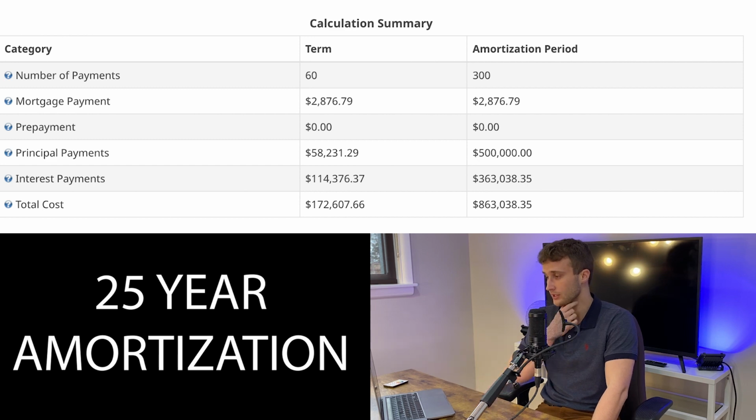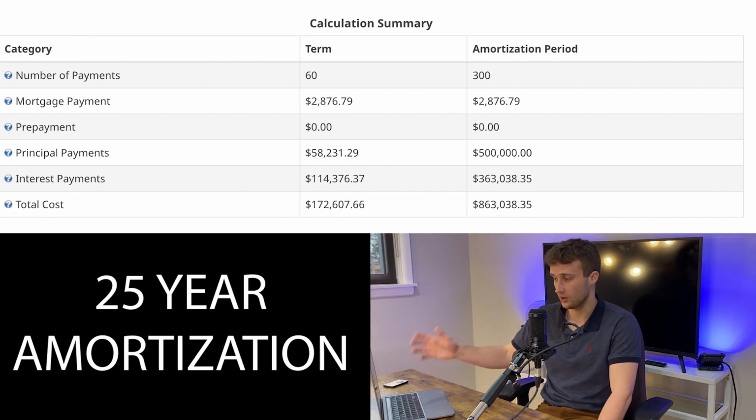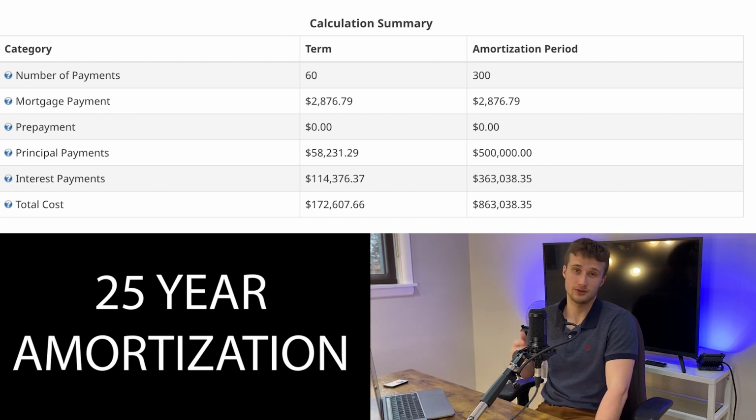Your interest payments would be $363,000, making the total cost of borrowing $863,038. So for the lender to lend you this money, that's what it's going to cost you, $363,000. On that $500,000 home, you would end up paying $863,000 at the end of it.